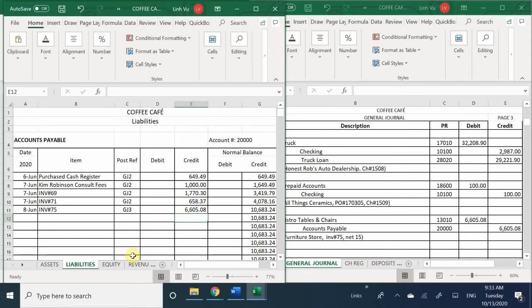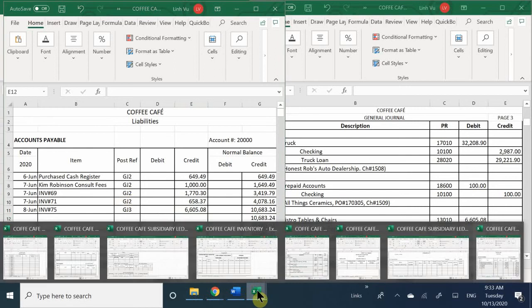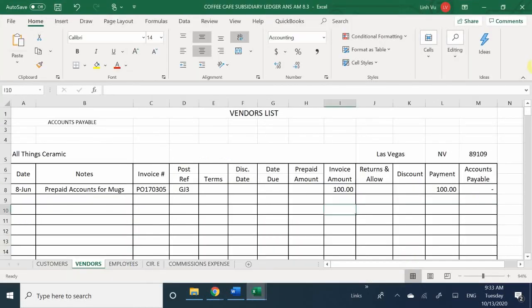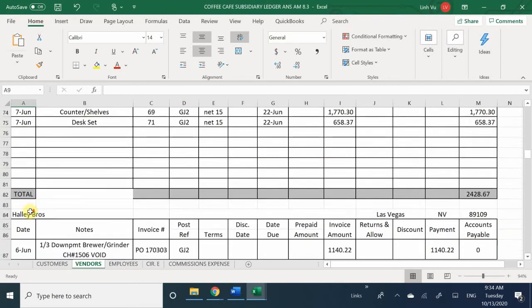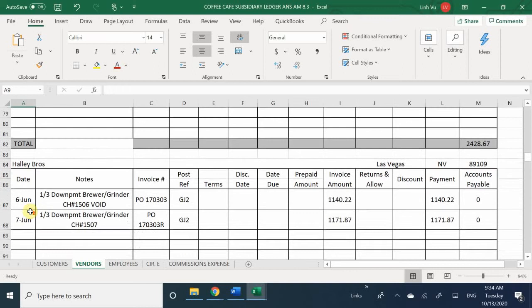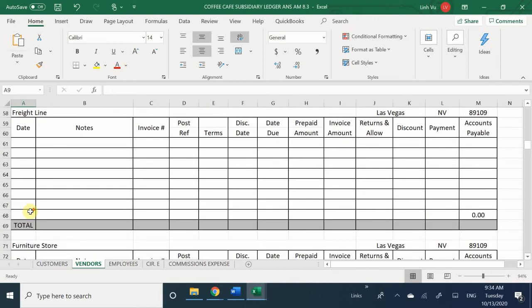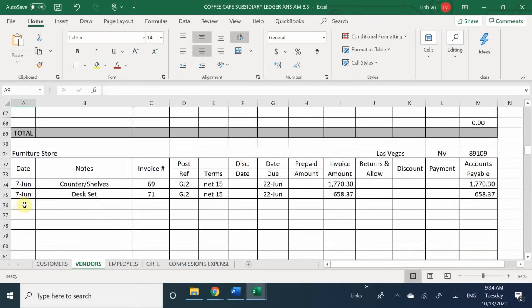All right. So now that I updated my ledger, I'm going to go ahead and go to my subsidiary ledger. Okay. So I got to go back down to my infamous furniture store, right? I've made a couple little things in here, little notes in here. So now I received another bill from the furniture store. And this time I received my tables and chairs. Okay. Invoice is going to be invoice number 75.